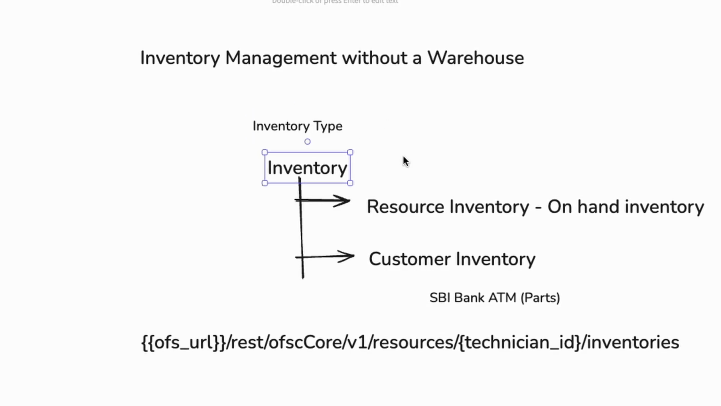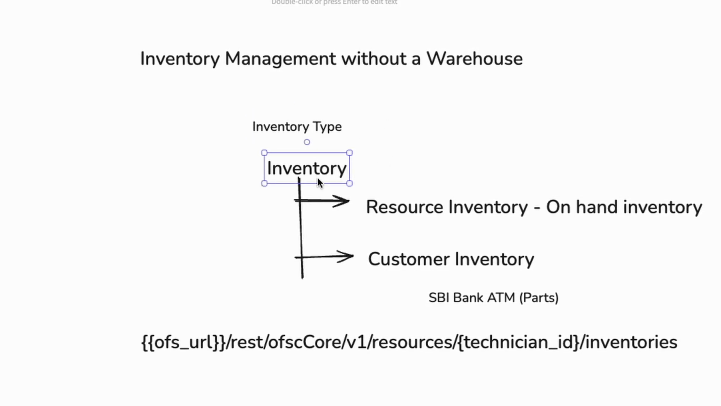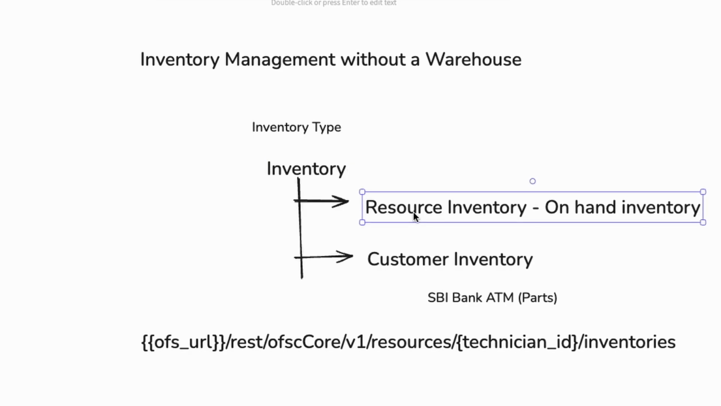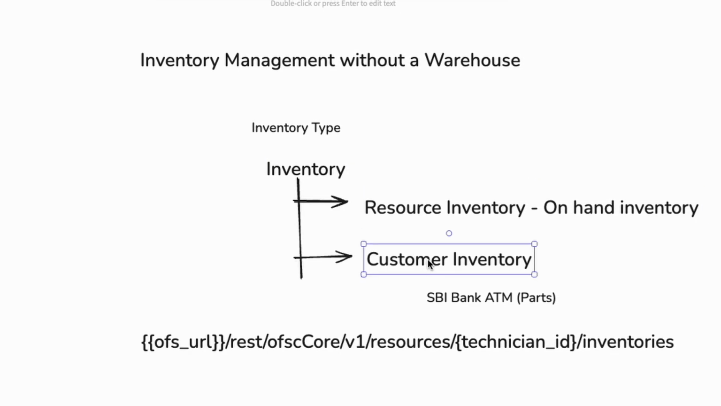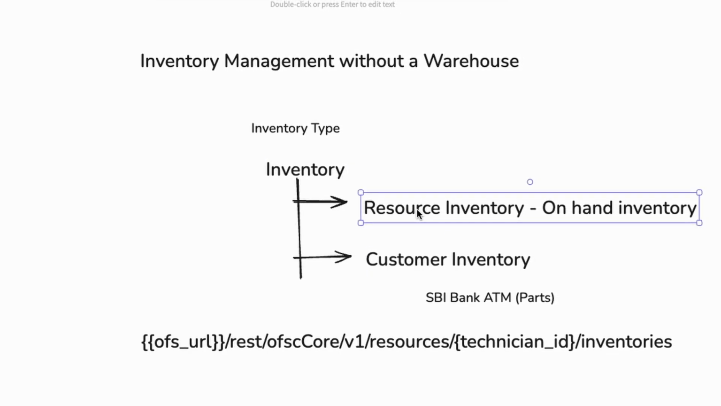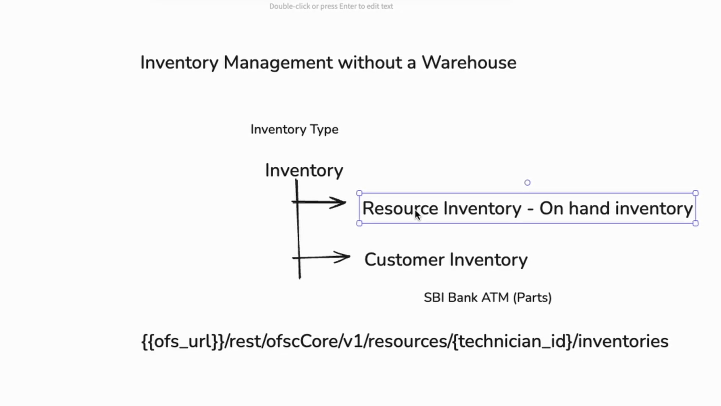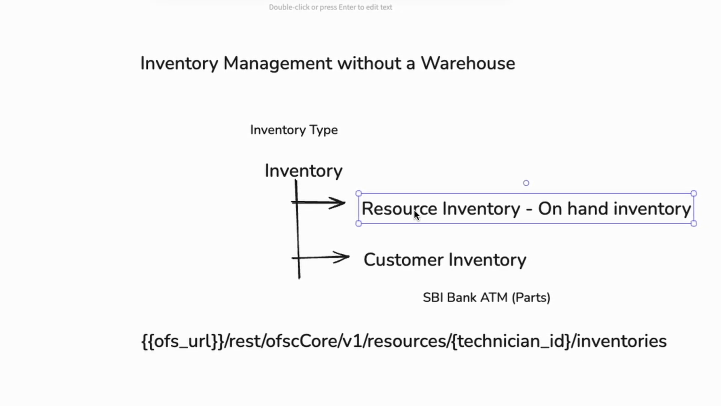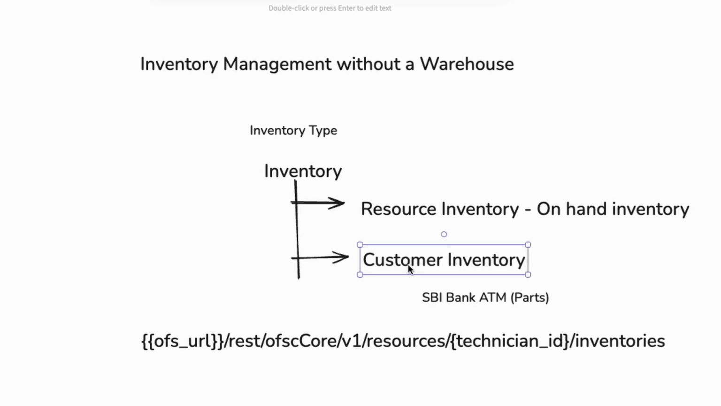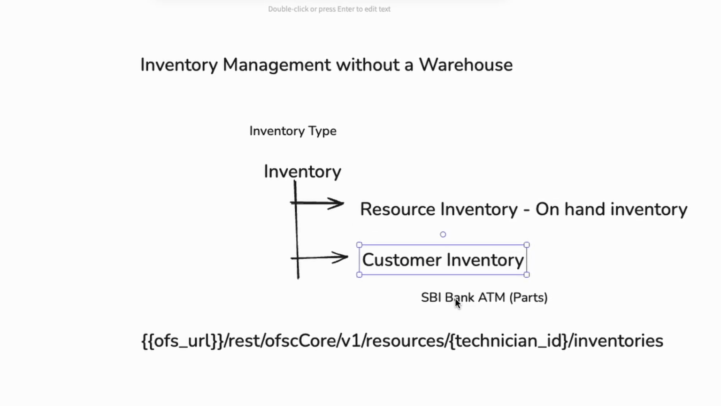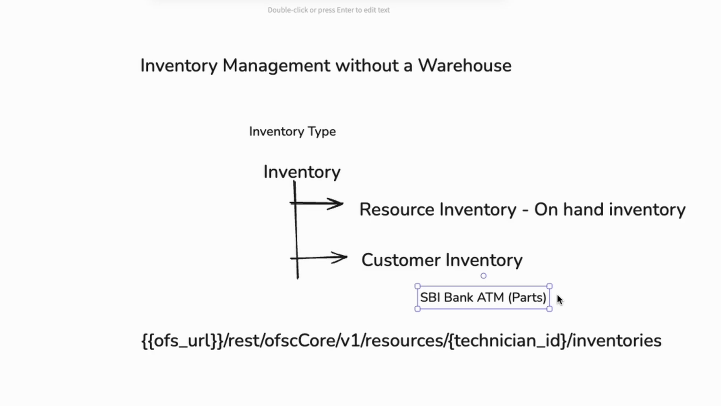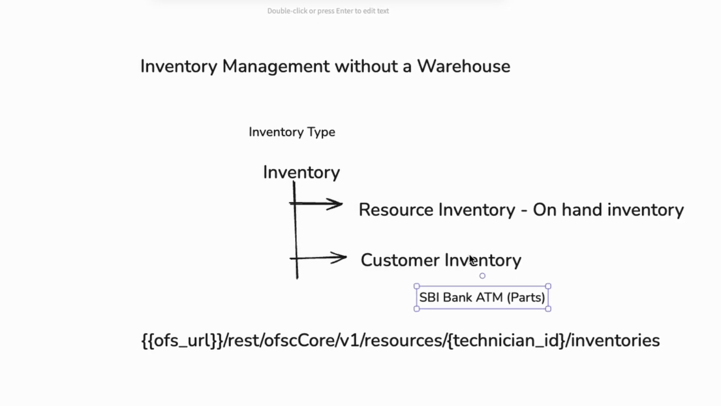Now we'll create inventory. The inventory can be a resource inventory or a customer inventory. Resource inventory means the resource will have that inventory. The resource is the owner of that inventory. And customer inventory is a customer's inventory. Like suppose there is a bank SBI ATM, it has lots of parts. So these parts are customer inventory.